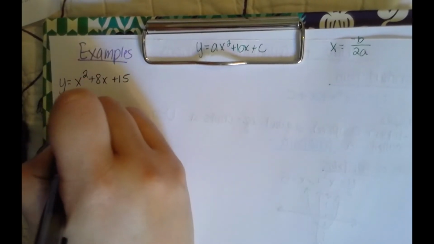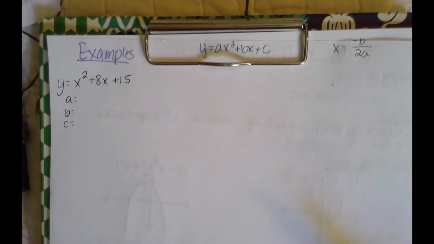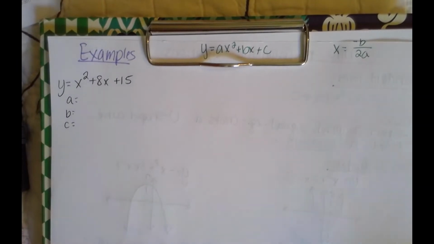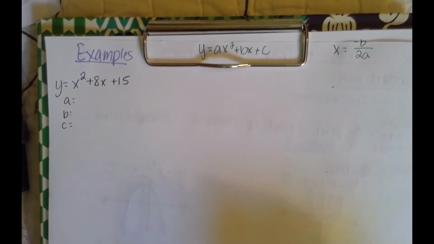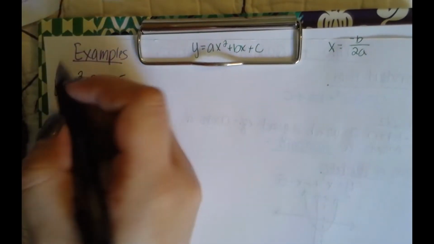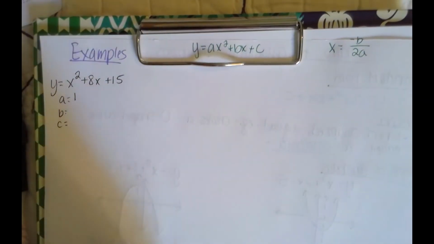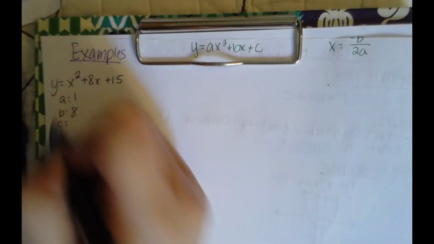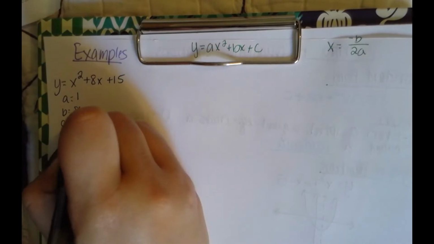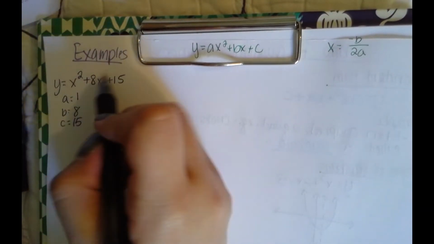I find it makes it easier to work with other formulas if you know what your a, b, and c are. So your a is the term in front of the x squared. We have 1 set of x squared. We have 8 x's, and then we just have the number 15. A, b, c. Alright then.